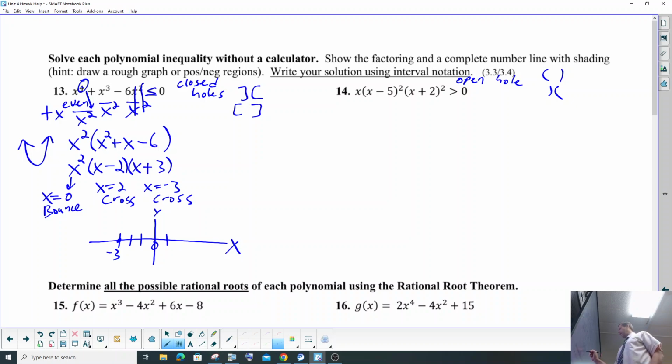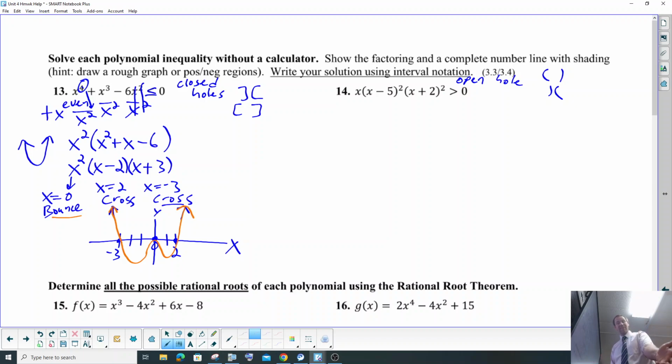Okay, so what else do we have? We have a 2. We have a closed hole, not an open hole, and at 0. Our end behavior is up and up, right? Up and up. Okay, pause me, try it on your own. So we're going to cross through, bounce, cross through, it looks like. So at negative 3, we're going to cross through. So we go down, we cross through. At 0, we're going to bounce. And then at 2, we cross through.